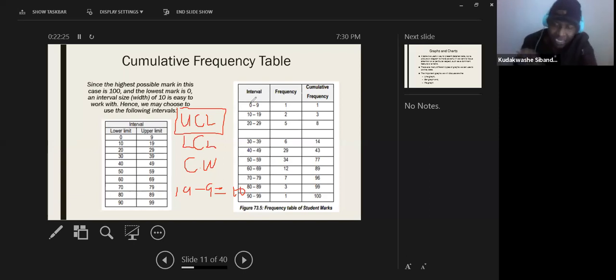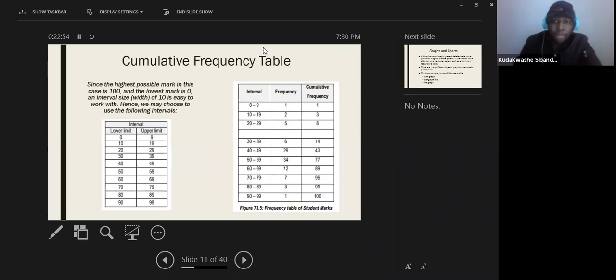So upper class limits, I explained that. Now let me come to lower class limits. Taking these first two classes, 10 minus 0 gives us 10 again, right? Or if we take 40 minus 30, it gives us 10. So it doesn't matter whether you use lower class limits or upper class limits, as long as you are consistent, you will get the same answer. So that is how you come up with the class width.